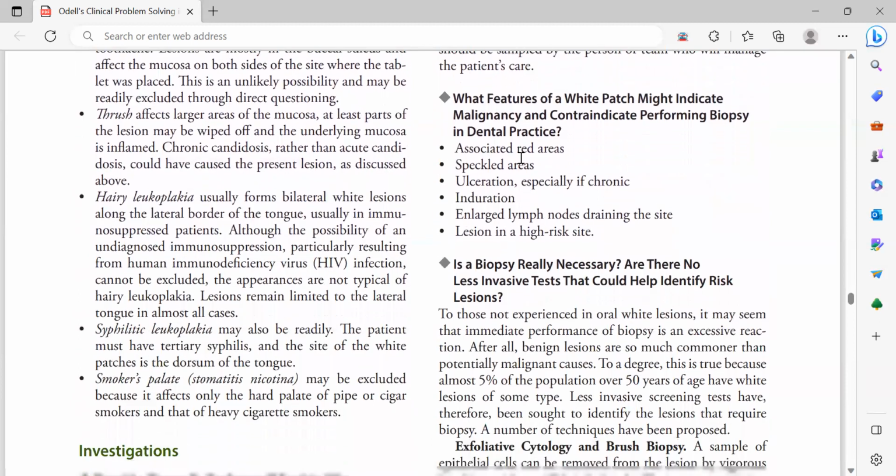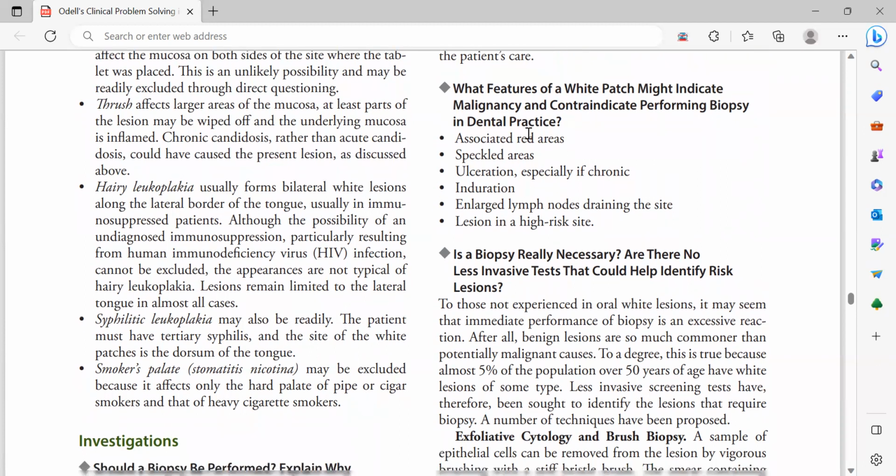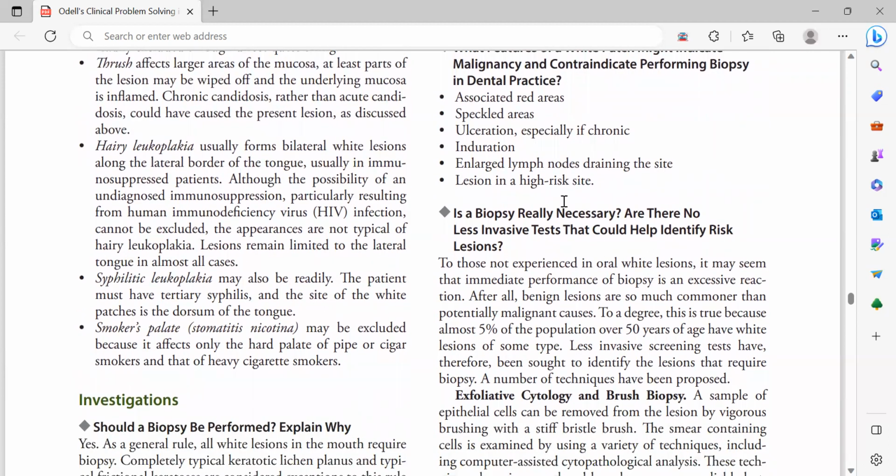Okay, then what features of a white patch might indicate malignancy and contraindicate performing biopsy in dental practice? What are the areas which are more suspicious? Those associated with red areas, speckled areas, ulcerations, induration, enlarged lymph nodes draining the site, and a lesion in a high risk site. So these are the signs which denote it to be a malignancy.